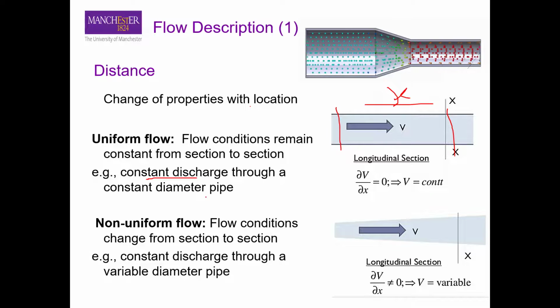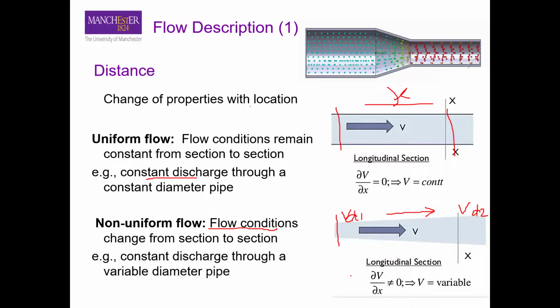A common example is constant discharge through a constant diameter pipe. Then we can have another situation that we call a non-uniform flow, in which the flow conditions are changing from section to section. So, for example, your velocity at this point will be different from your velocity at this point. Let's say that is d2, and that is point d1. So you have a change in velocity over this distance.